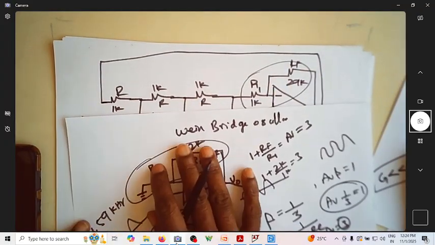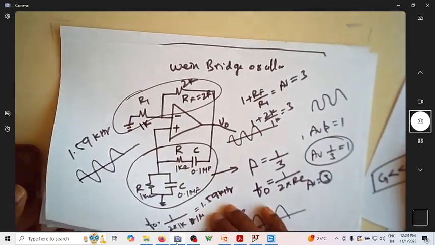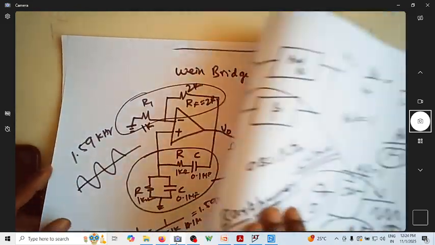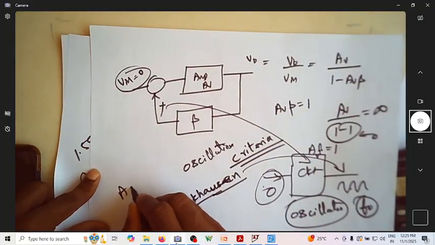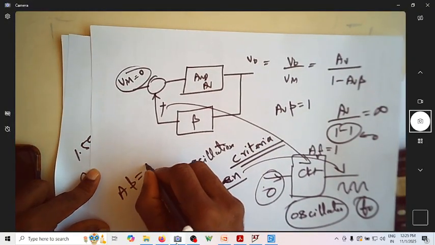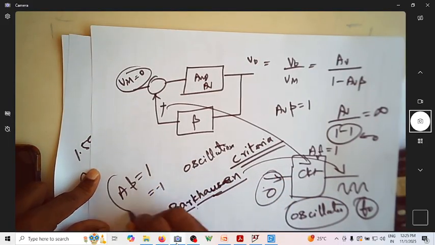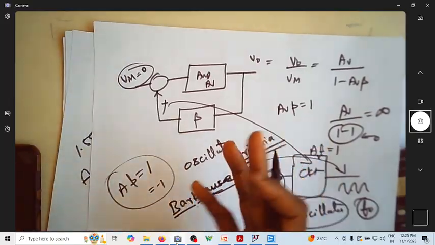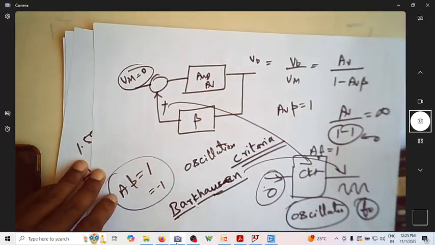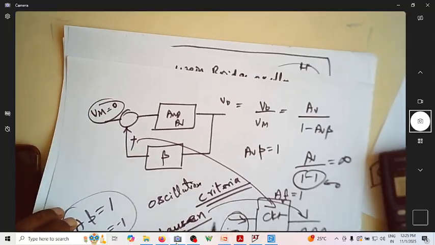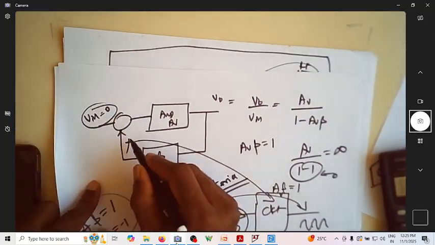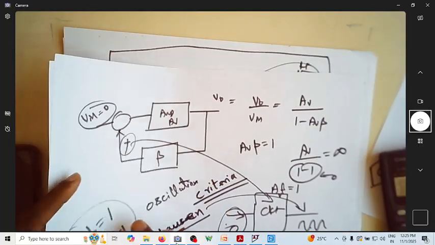This is the Wien bridge oscillator. So both should satisfy: A beta is equal to 1 for a positive feedback, and minus 1 for a negative feedback. So typically what should happen is A beta should be 1. A beta should be equal to 1 is the Barkhausen criterion, provided you are giving a positive feedback.